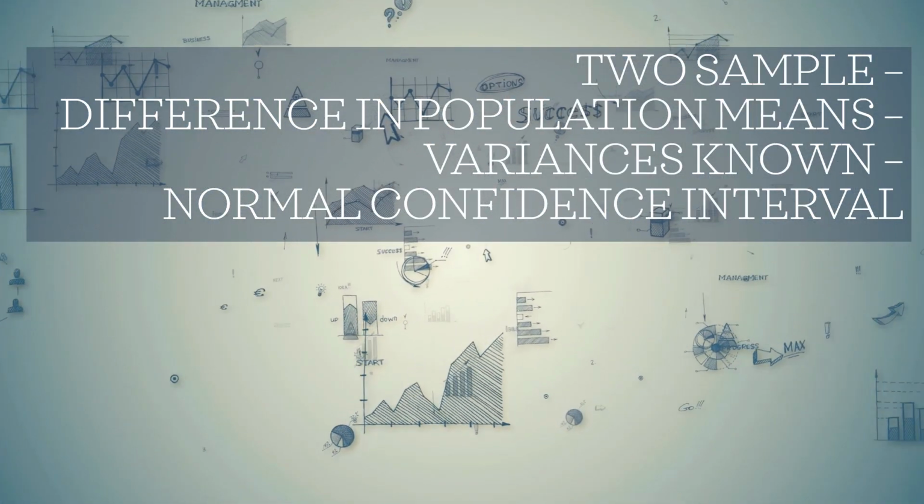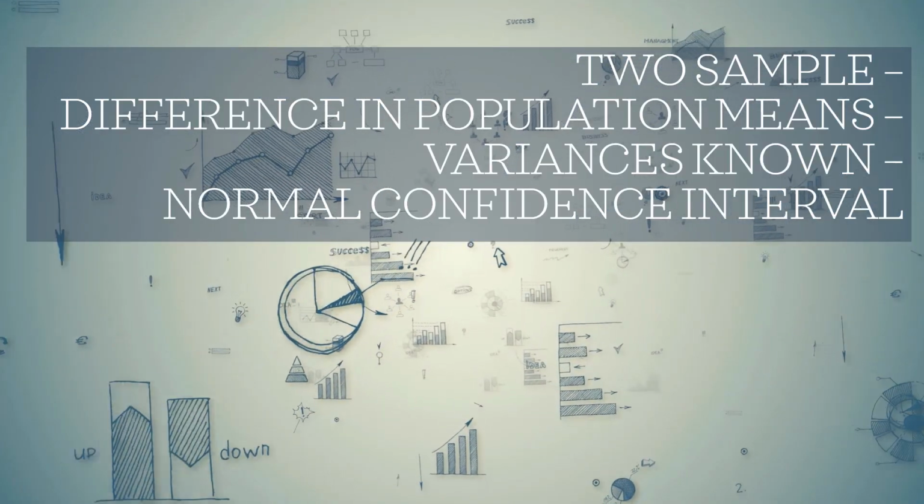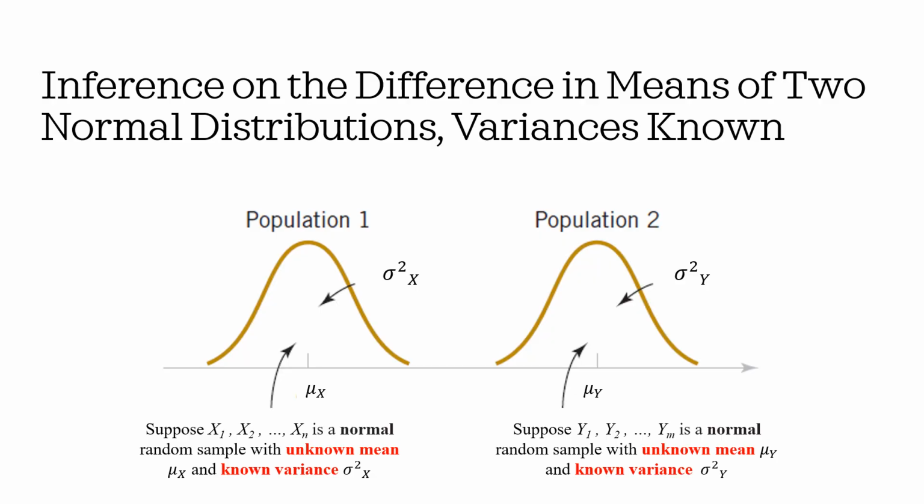Here, we will talk about normal confidence intervals on two samples. Now, let's dive in on inference on the difference in means of two normal distributions when their variances are known. We have two populations, and instead of studying them individually, we want to better study them relatively. We want to see how far their means are.